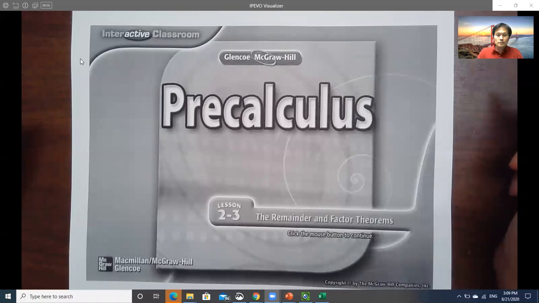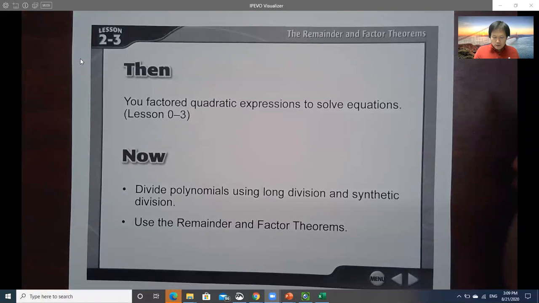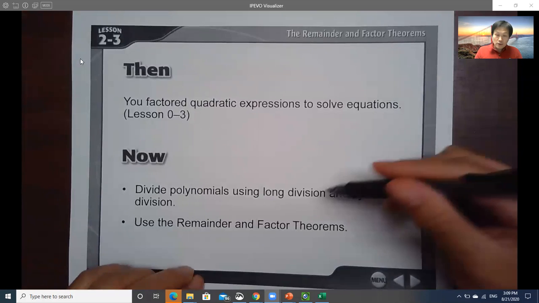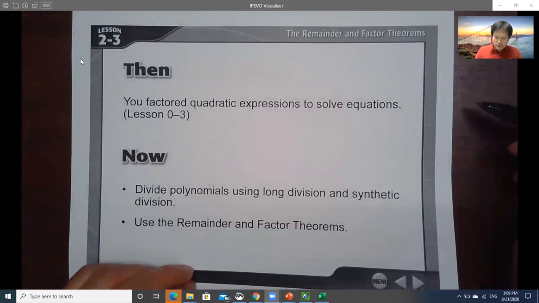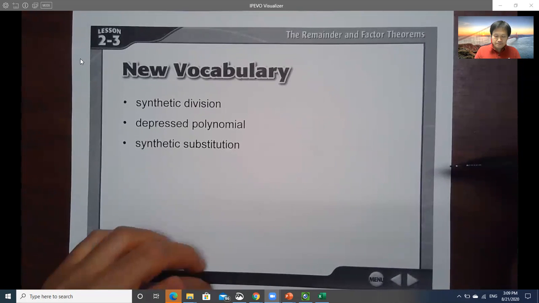Hi everyone. Pre-calculus 2-3, the remainder and the factor theorems. So we are gonna deal with the long division, synthetic division, remainder theorem, factor theorem.